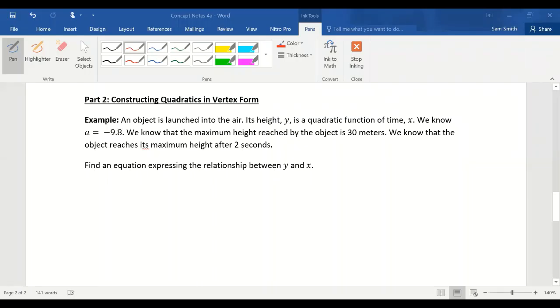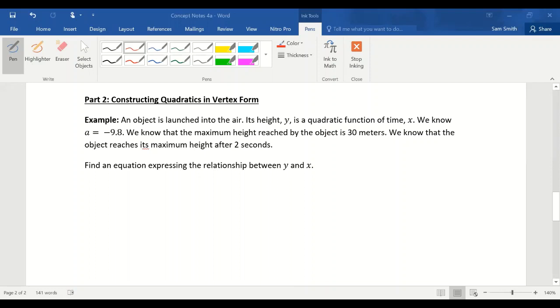So when you are dealing with vertex form, the most convenient graphical feature that you can find from the equation is the vertex. Now let's see how we might be able to run that process in reverse. If you know what the vertex is, can you construct the equation? The answer is yes. And take, for example, this scenario.